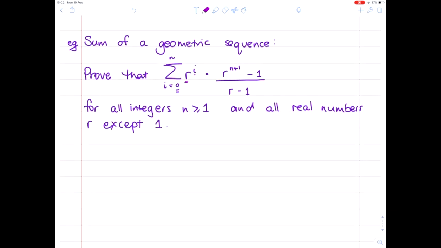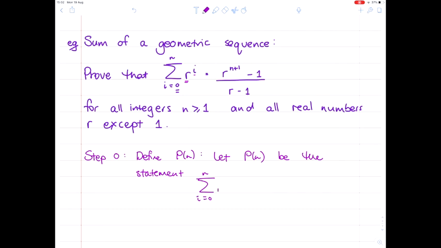So the first thing we need to do is we always need to have a proposition that we're proving. So I'm going to call this step 0, which is define what our property is. I'm going to say let Pn be the statement that the sum from i equals 0 to n of r to the i is equal to r to the n plus 1 minus 1 over r minus 1.